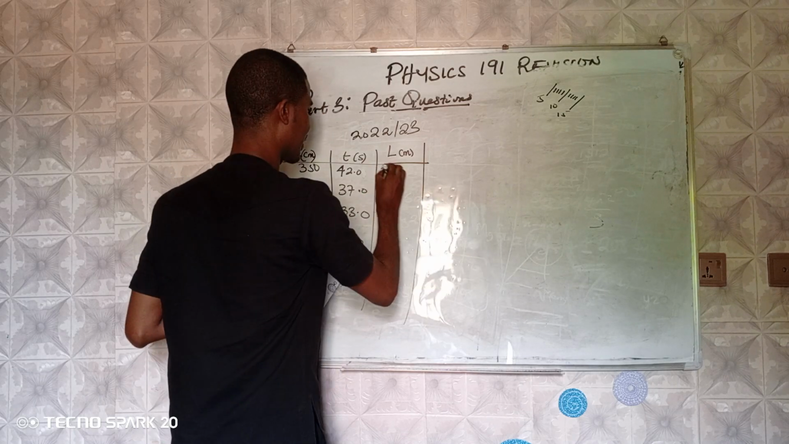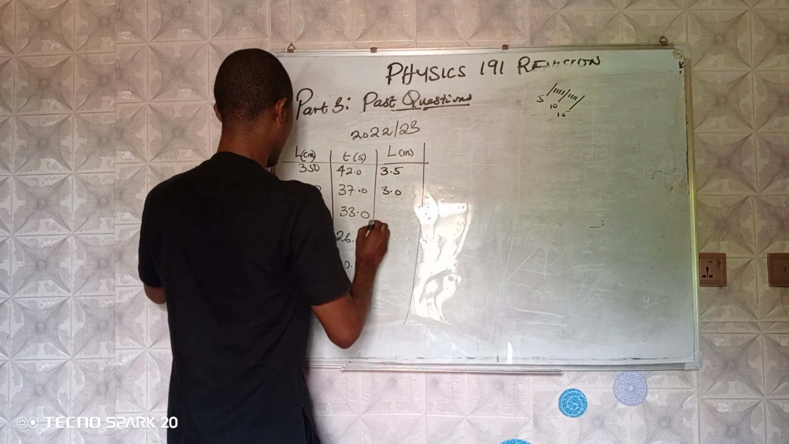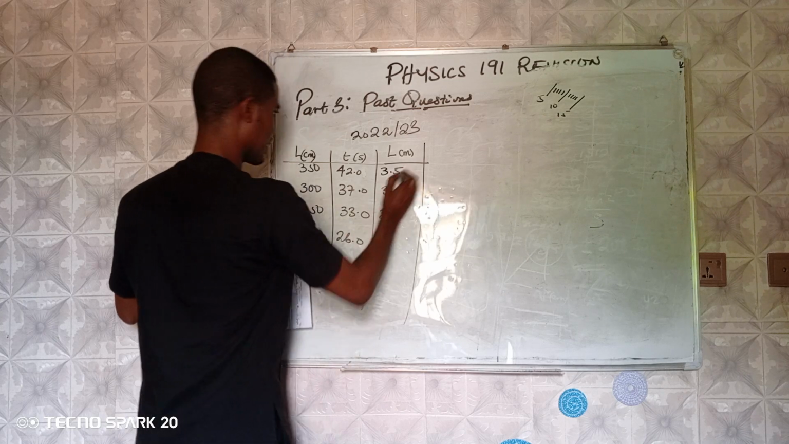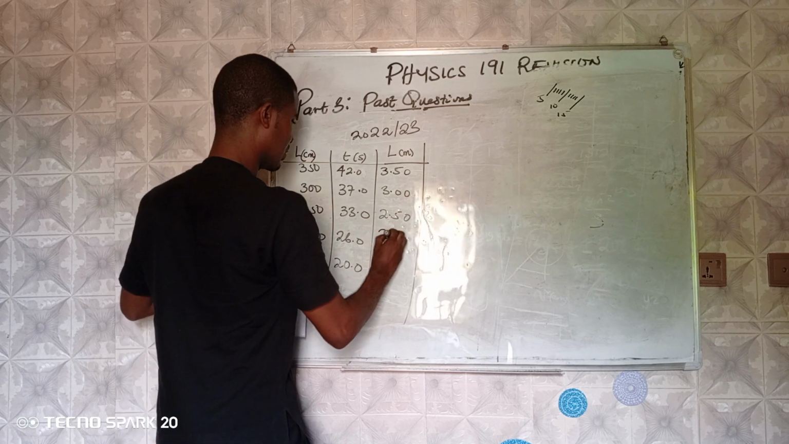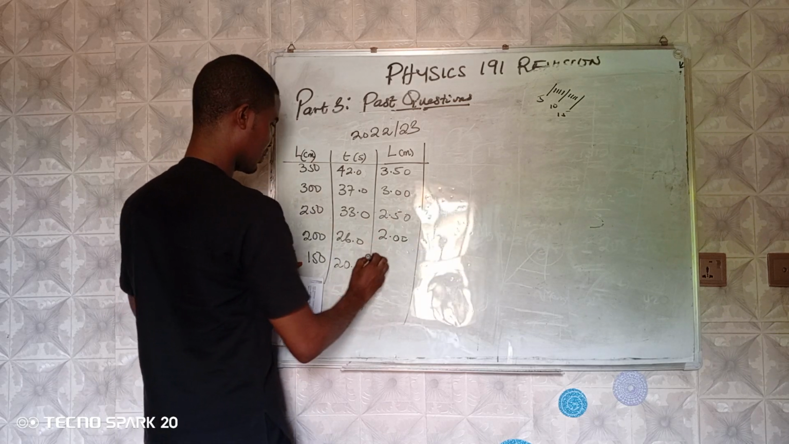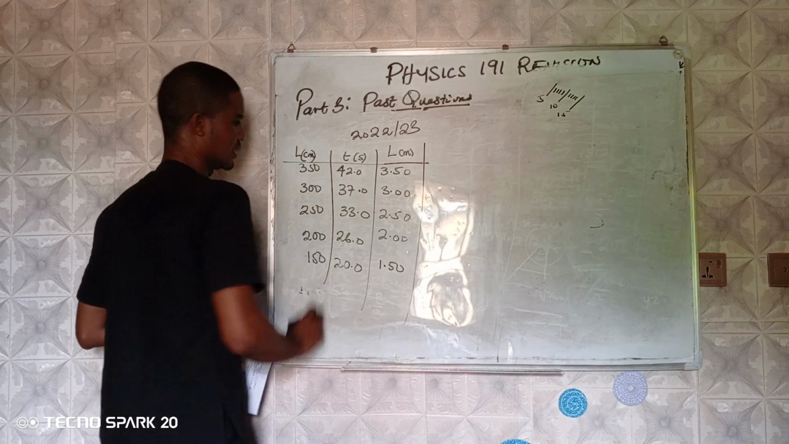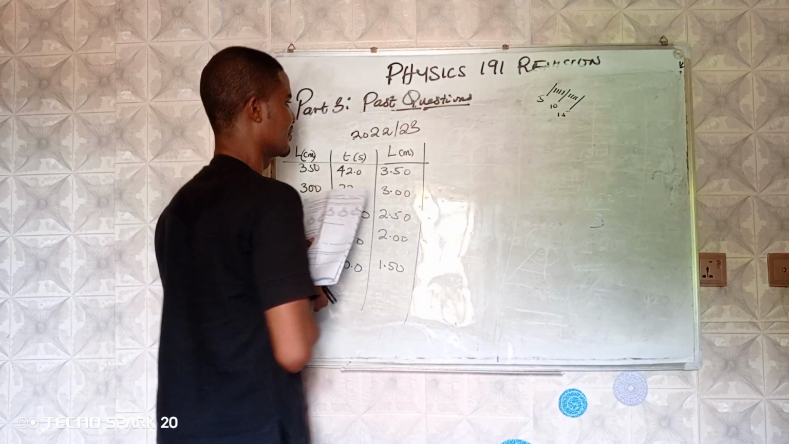So here will give me 3.5. This one will give me 3.0. This one will give me 2.5. I can add one more zero here. This one will give me 2.00. This one will give me 1.50. Okay. Then the question says calculate for period T.